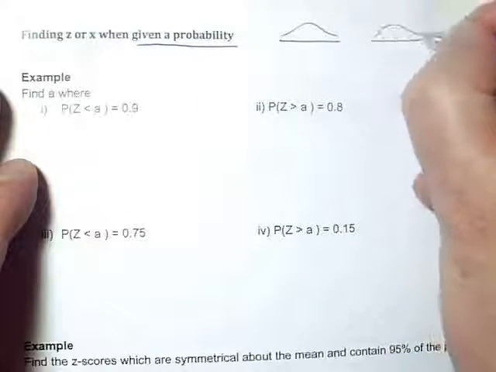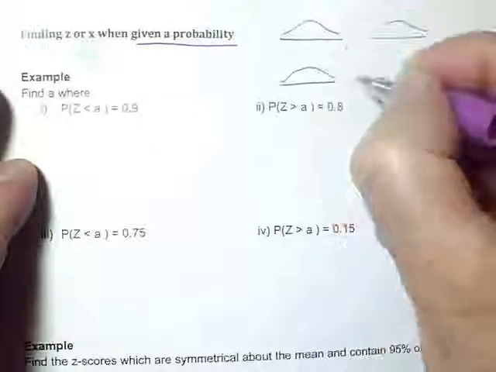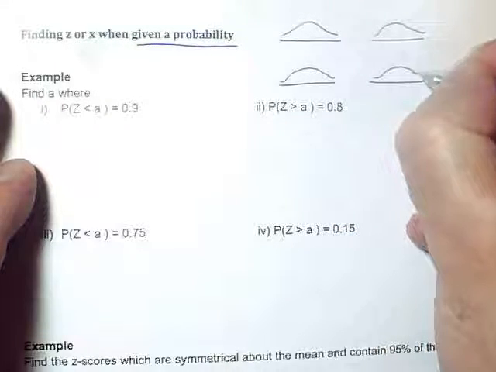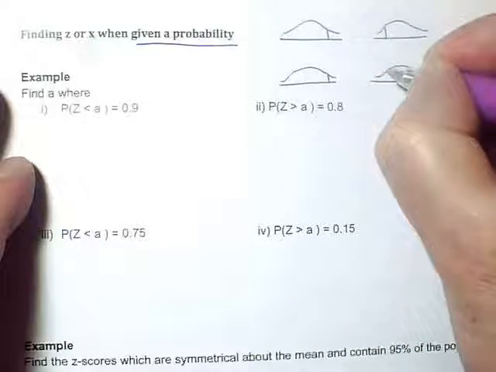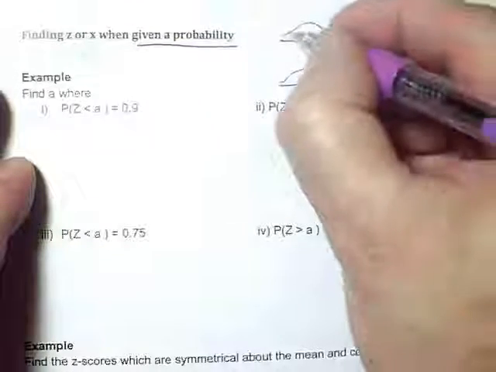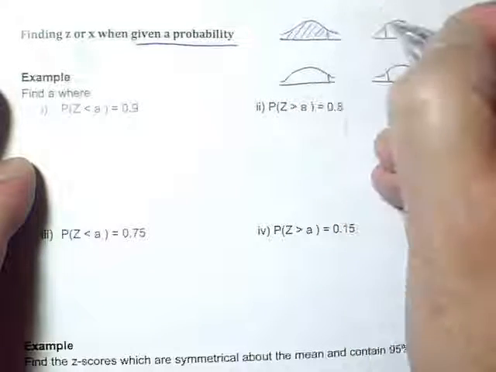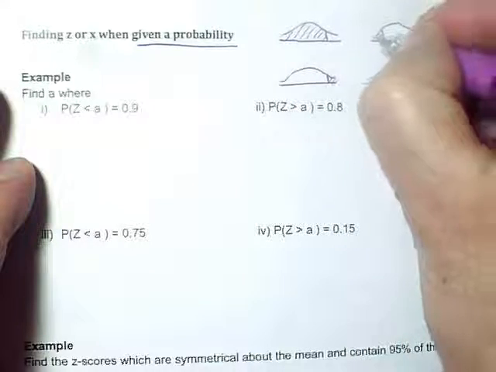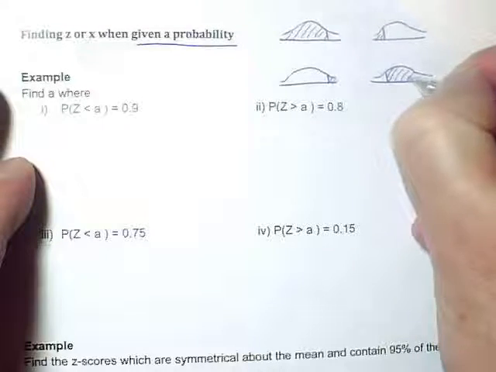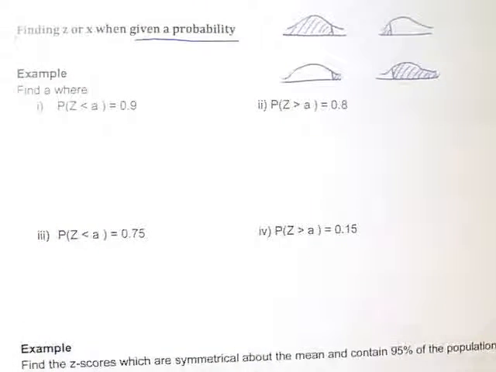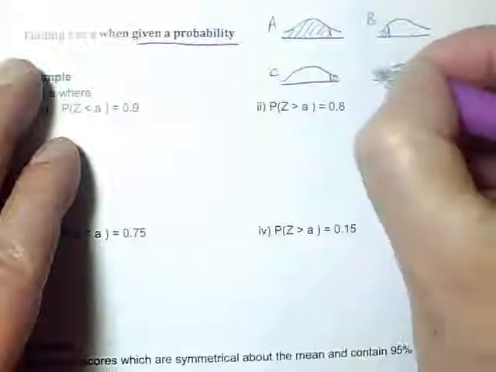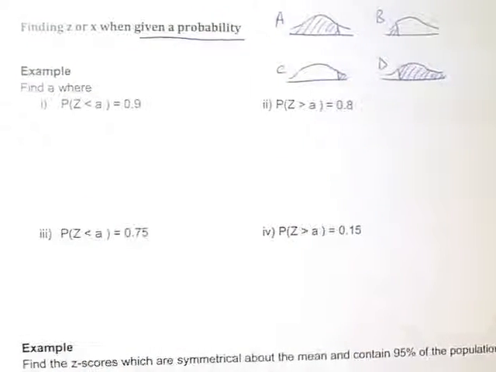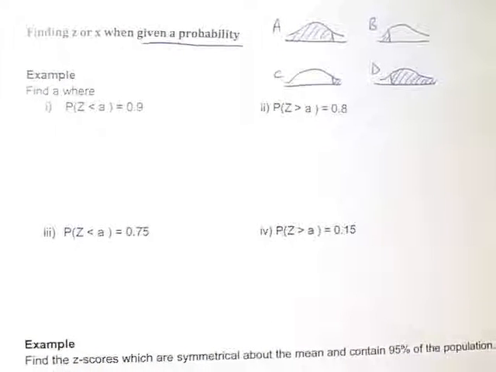So we've got 4 possible configurations. They're all normal distributions, of course. We could be working with a high positive z value or a low z value. And then in each case, we could be working with the probability to the left, or we could be working with the probability to the right. So if you've just got a single value to consider, it will be one of those 4 diagrams. I'm going to call them A, B, C, and D.